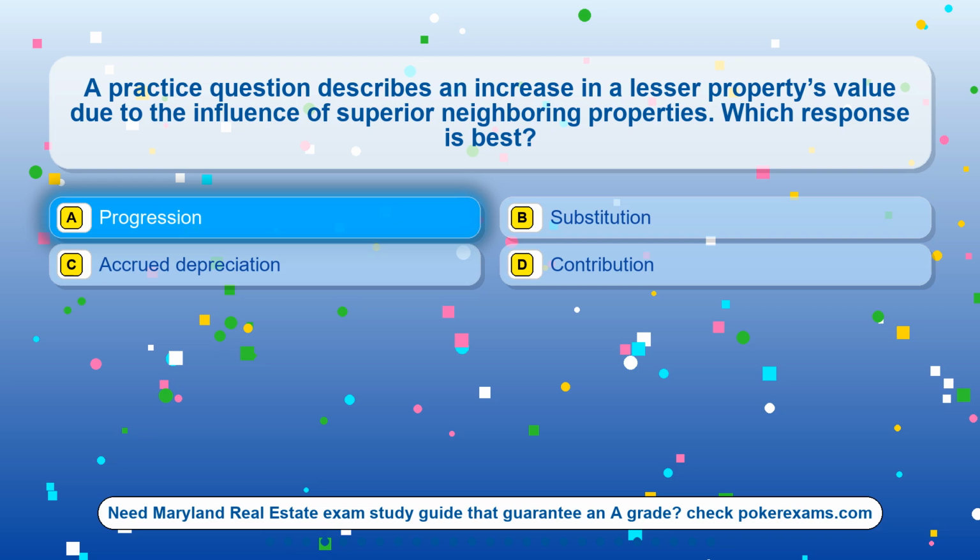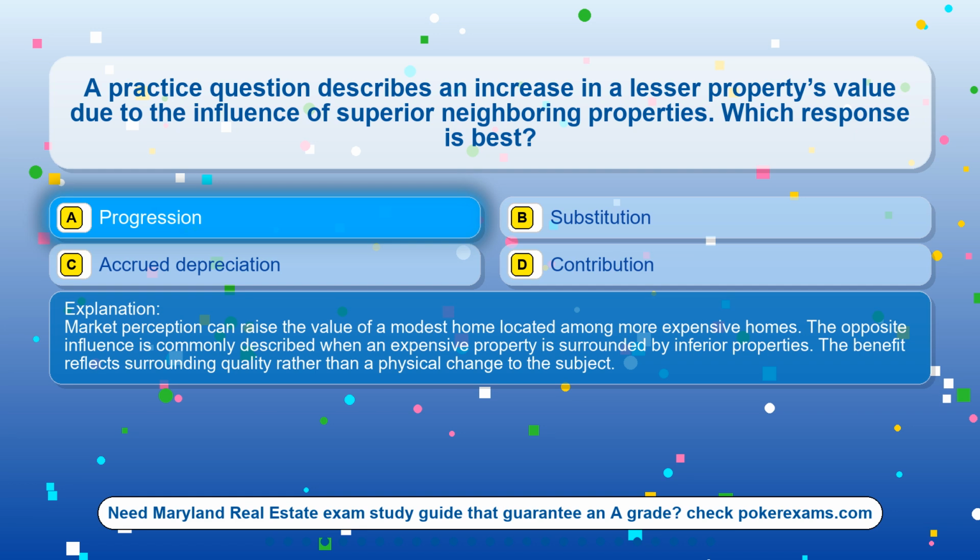The correct answer is option A, progression. Market perception can raise the value of a modest home located among more expensive homes. The opposite influence is commonly described when an expensive property is surrounded by inferior properties. The benefit reflects surrounding quality rather than a physical change to the subject.